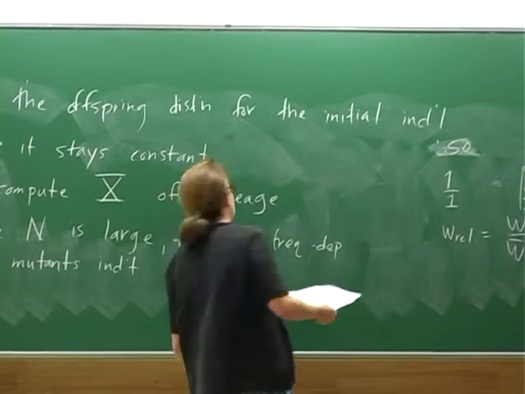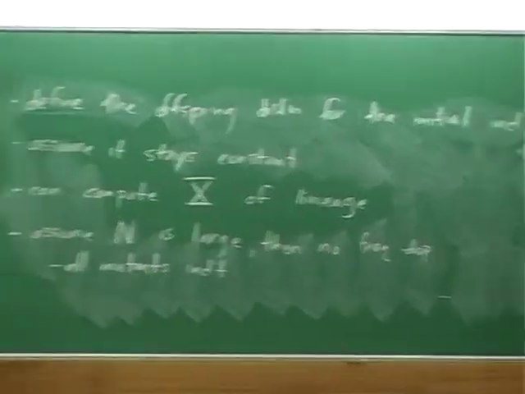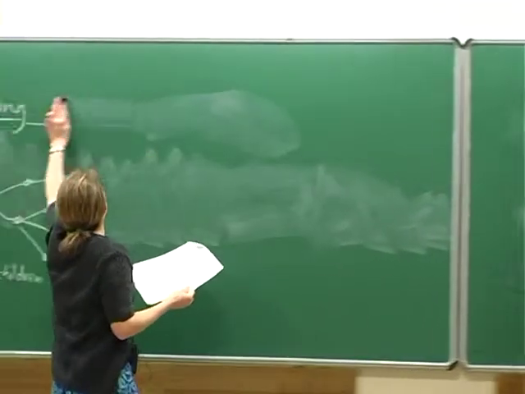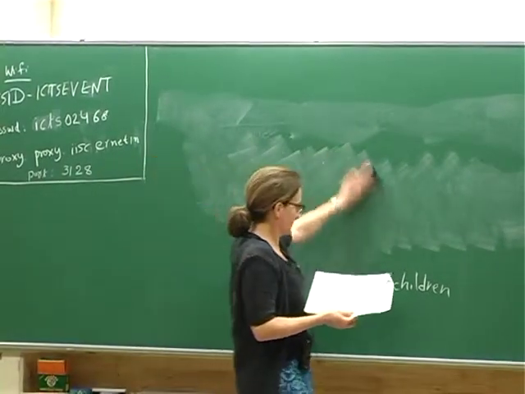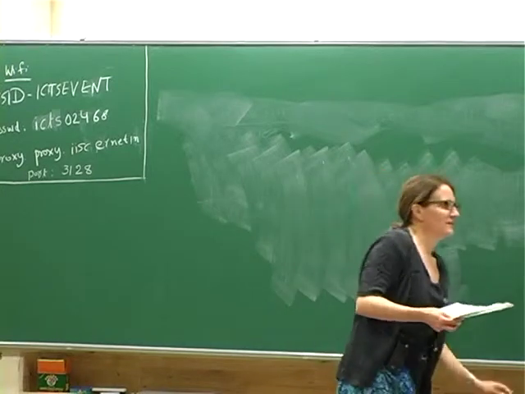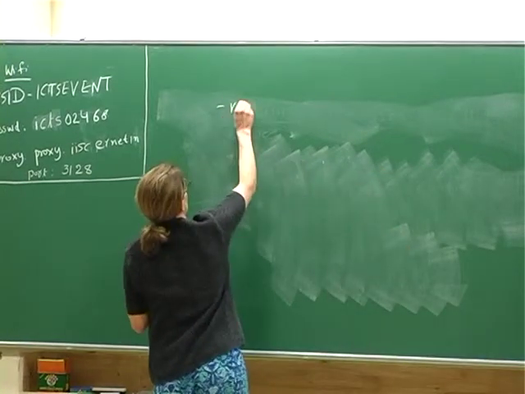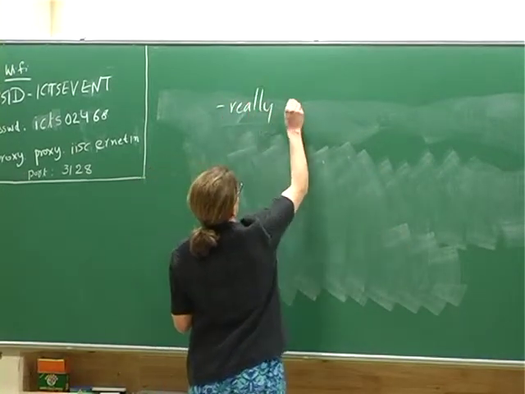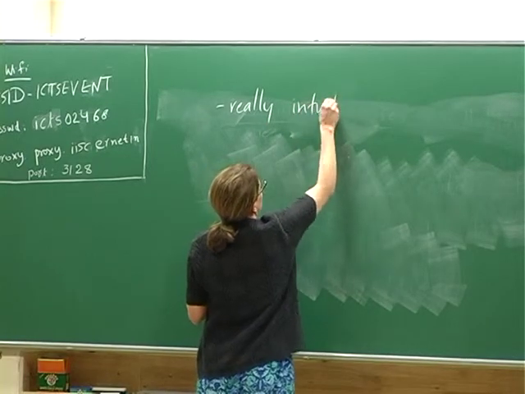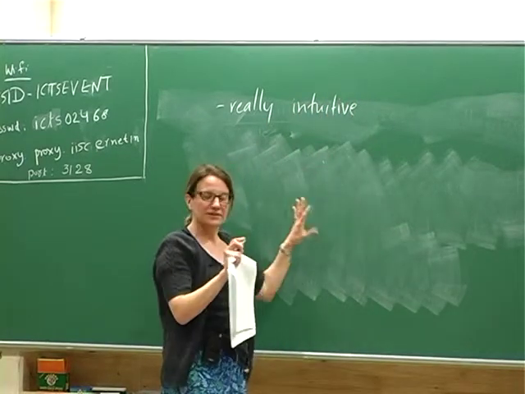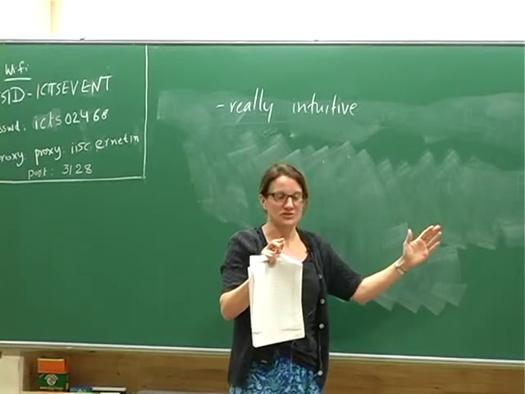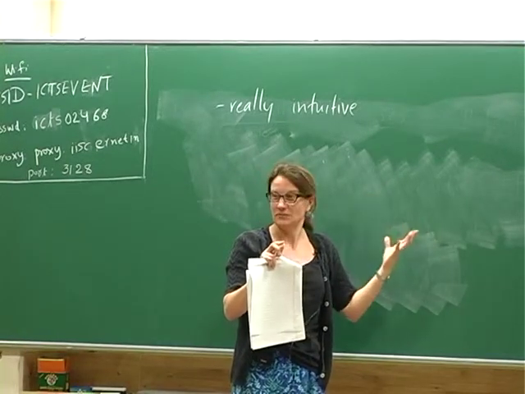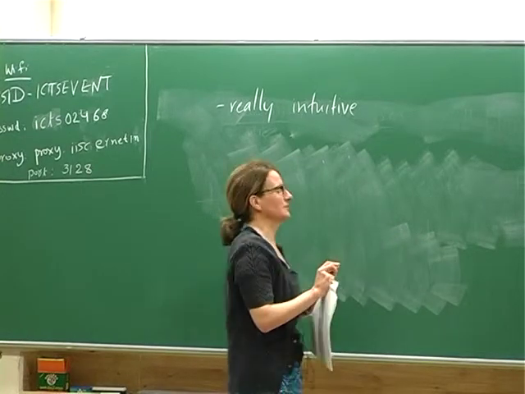So, I wanted to say, I love branching processes. I love this approach. I find it really intuitive. It's really intuitive to model each individual and their children and their grandchildren and then look at whether the lineage goes extinct or not. It's a really nice way you can explain what you're doing to people.